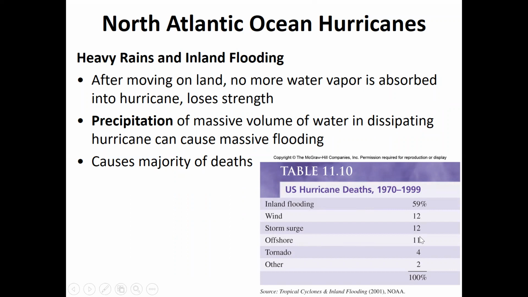Then there are the wind, storm surge, offshore deaths, those are people on boats and so forth, tornadoes, and others. And actually, the number of deaths due to hurricanes is decreasing, and the number of deaths indirectly as a result of hurricanes is starting to rival that of the hurricane itself.